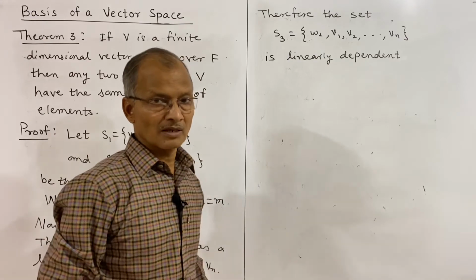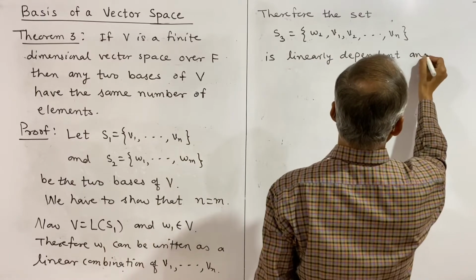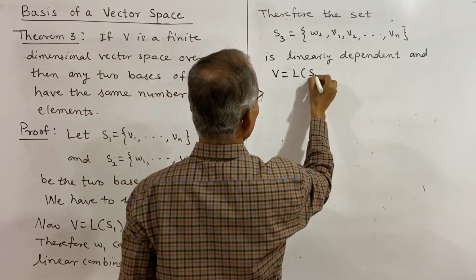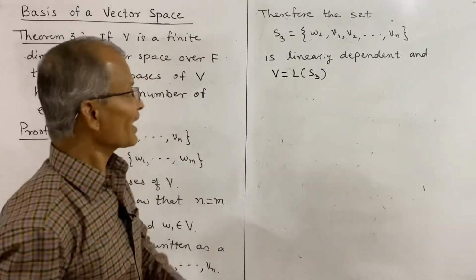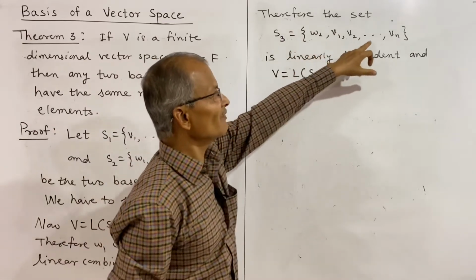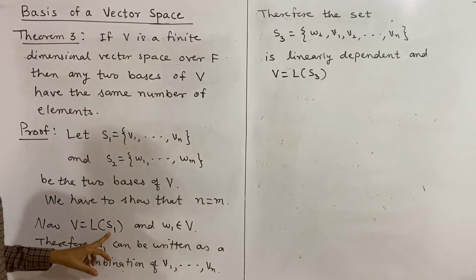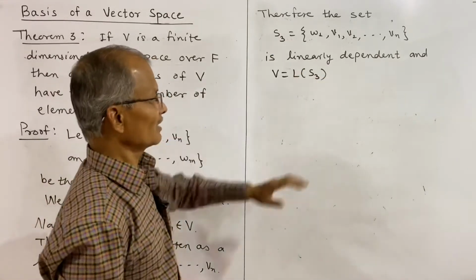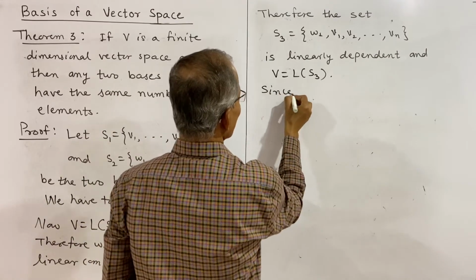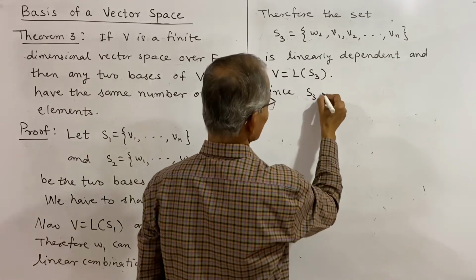Then the set is linearly dependent, and V is spanned by S3. The linear span of S3 is again V because S3 contains V1, V2 up to Vn, that is S1, and V is spanned by S1. So V is also spanned by S3. Since further, S3 is linearly dependent.